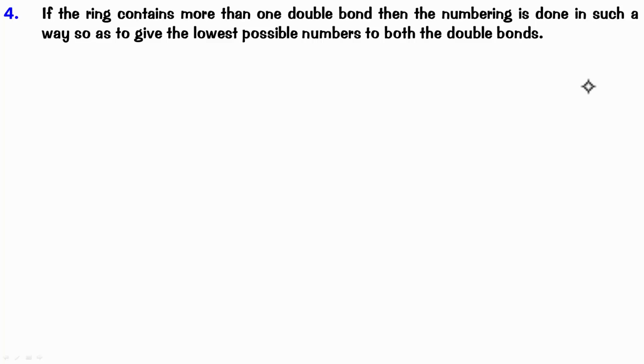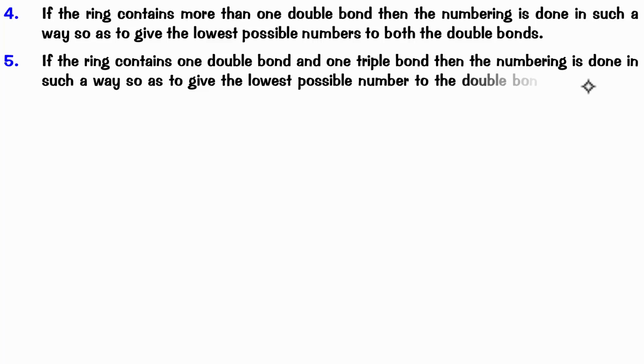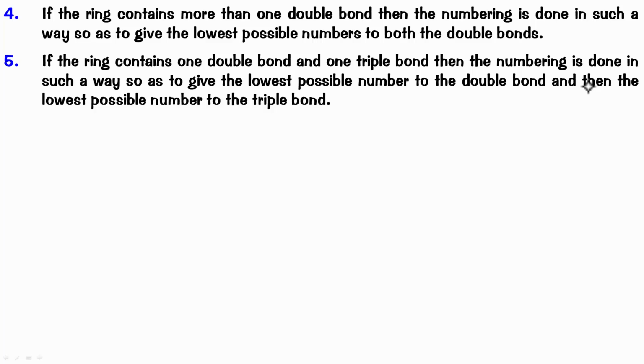Now let's take a situation when you have a double and a triple bond together. If the ring contains one double bond and one triple bond, then the numbering is done in such a way as to give the lowest possible number to the double bond and then the lowest possible number to the triple bond. So again, let's take the same example.